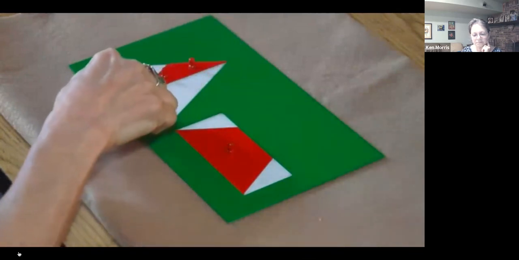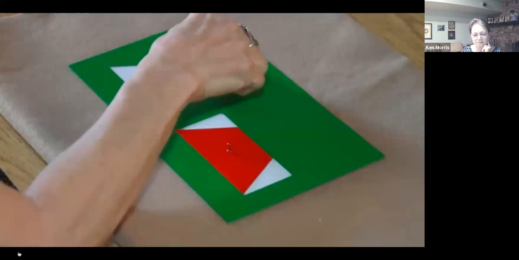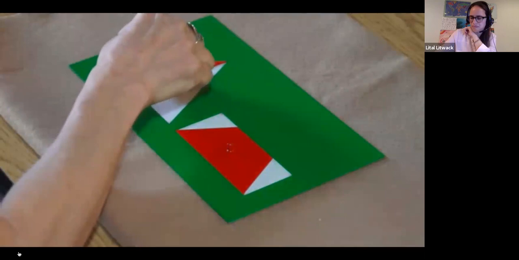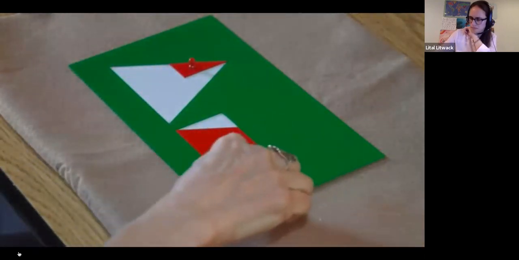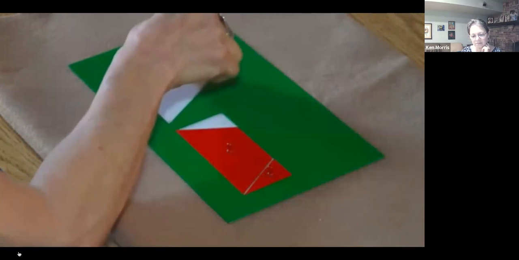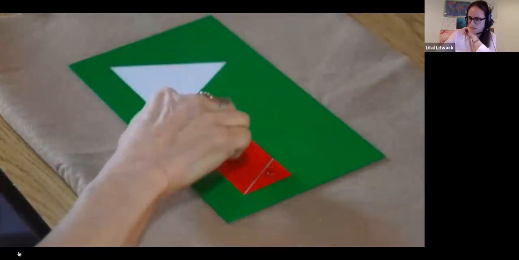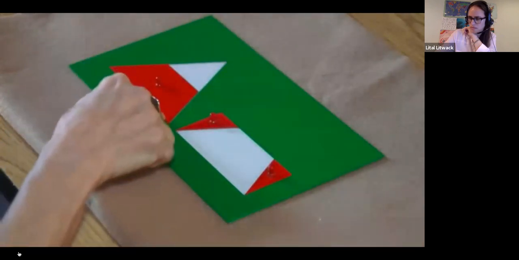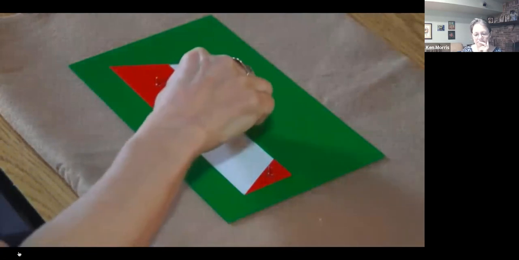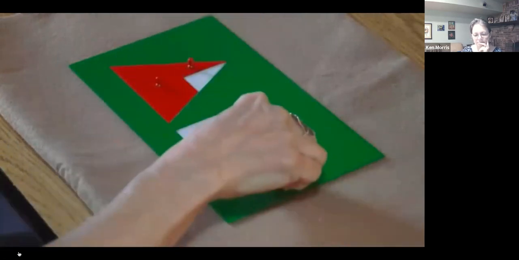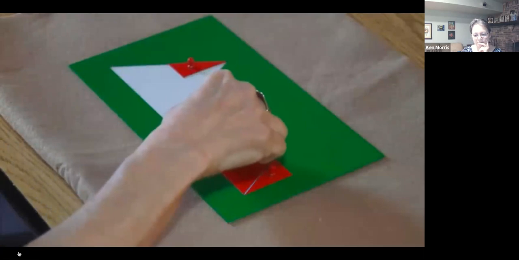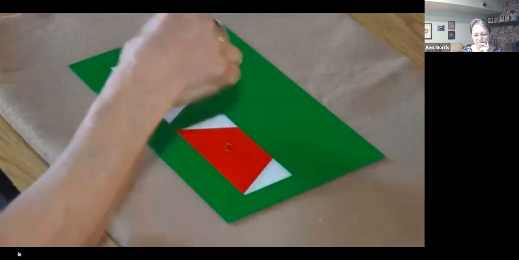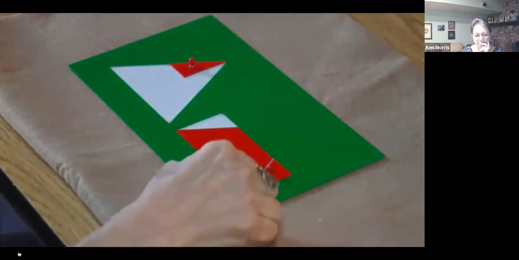This is the height of the triangle. It's the perpendicular distance from the base to the opposite vertex. This is the height of the rectangle. Base of the triangle, base of the rectangle. Height of the triangle, height of the rectangle.